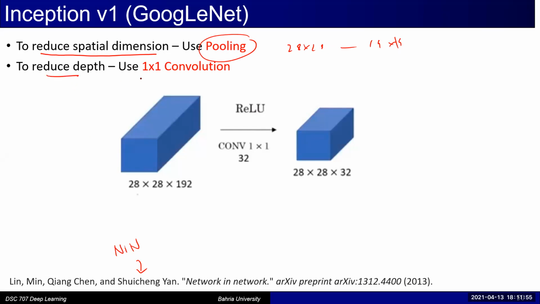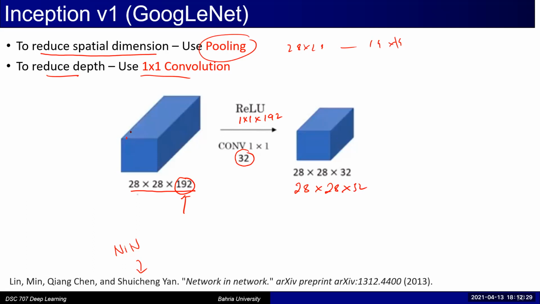If we want to reduce the depth, then we have this, which is called one by one convolution. So suppose I have 28 by 28 by 192. Now I am a bit concerned about this number 192. I say, okay, let's reduce the depth. So I do one by one convolution. My filter is actually 1 by 1 cross 192. And how many filters am I using? 32 such filters. So what will happen? My output would be 28 cross 28 cross 32.